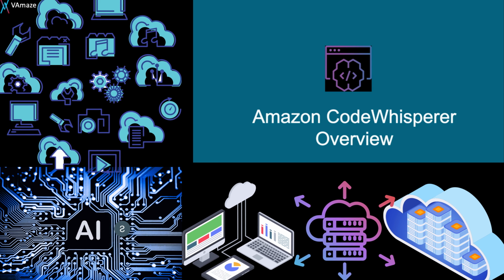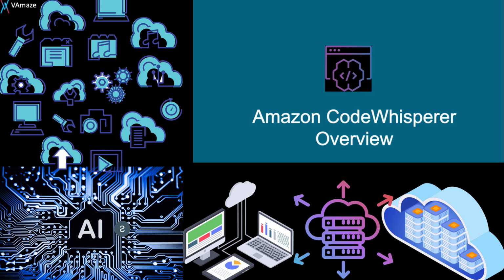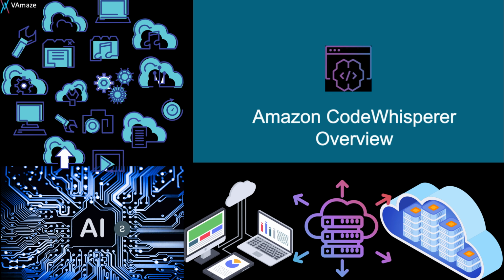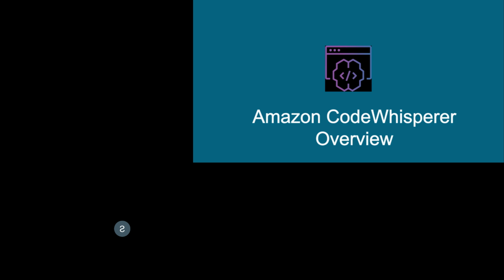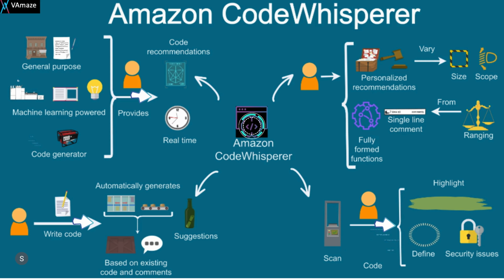Amazon CodeWhisperer Overview. Amazon CodeWhisperer is a general-purpose, machine learning-powered code generator that provides you with code recommendations in real time. As you write code, CodeWhisperer automatically generates suggestions based on your existing code and comments.